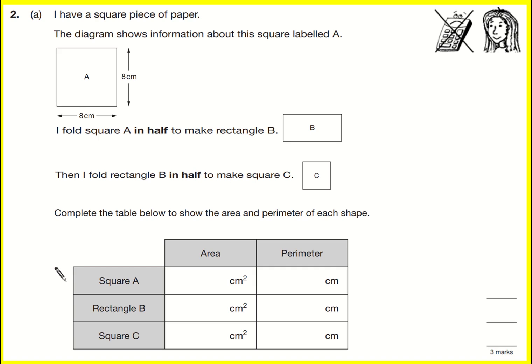I'm going to focus first on the area, and then we'll deal with the perimeter. So the area of a square is base times height. We need to do 8 times 8, and that is 64.